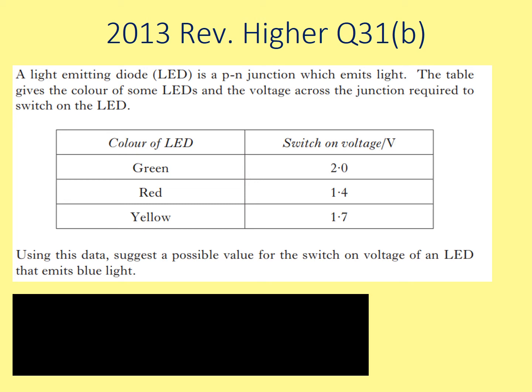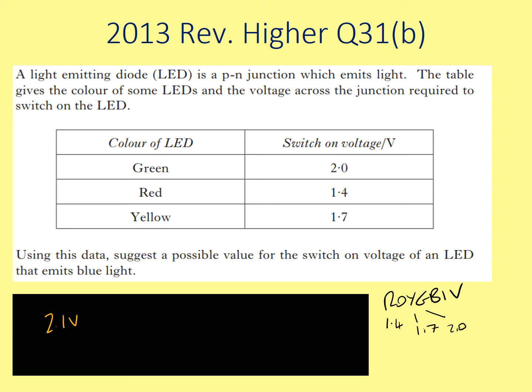Again, we're looking at our color spectrum, Roy G. Biv. So red here has 1.4, yellow has a switching voltage of 1.7, and green is 2.0. So we can see as we move up the spectrum, that is, as the frequency increases, we're going to need a larger amount of voltage. So really the minimum voltage we're looking at here is going to be 2.1 volts.